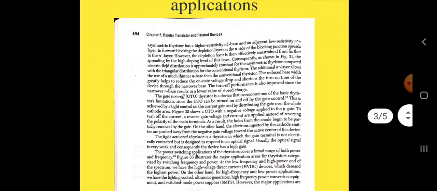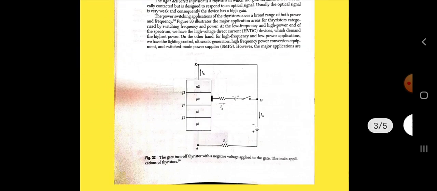The gate turn-off GTO thyristor is a device that overcomes one of the basic thyristor limitations since the GTO can be turned on and off by a gate control. This is achieved by a tight control on the voltage gain and by distributing the gate over the whole cathode area. This figure over here shows a GTO with negative voltage applied to the P gate. To turn off the current, a reverse gate voltage and current are applied instead of reversing the polarity of the main terminals. As a result, the holes from the anode begin to be partially removed by the gate. On the other hand, the electrons injected by the cathode emitter are pushed away by the negative gate voltage towards the active center of the device.